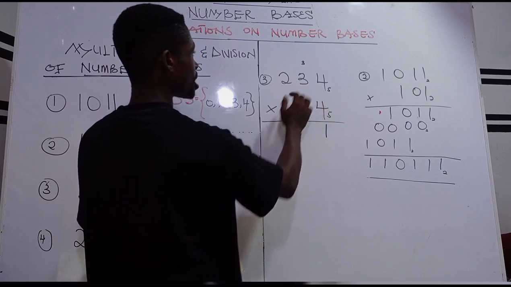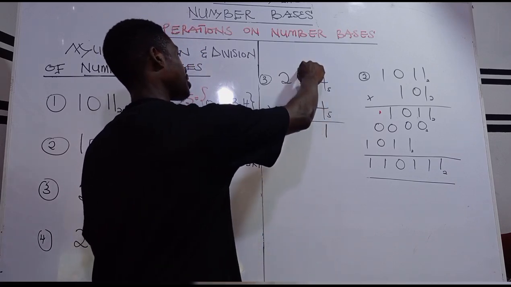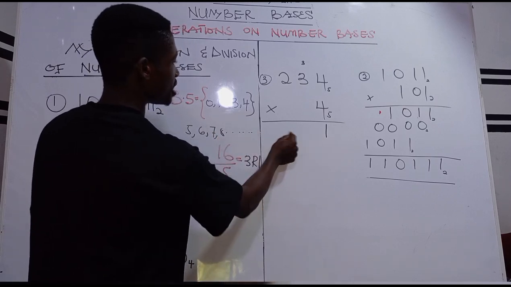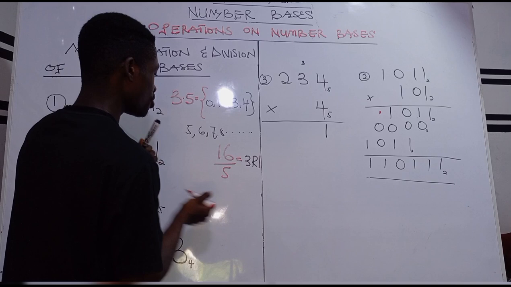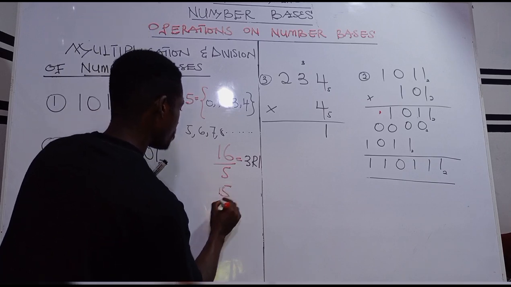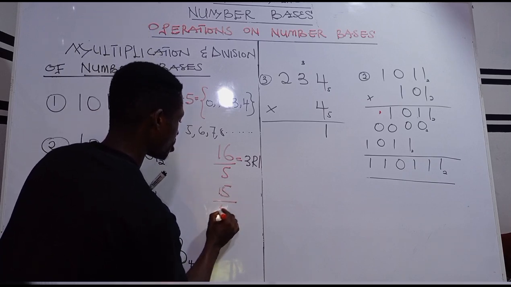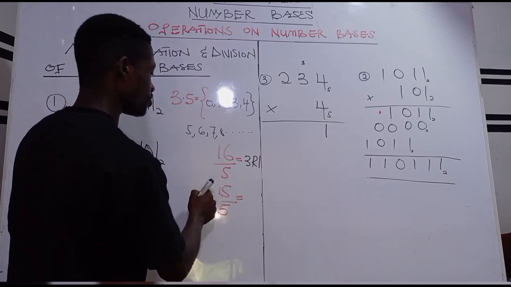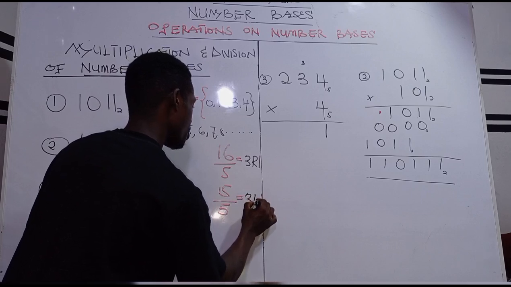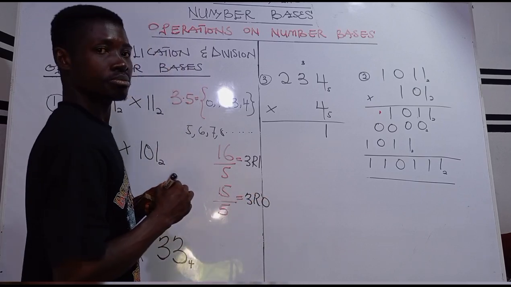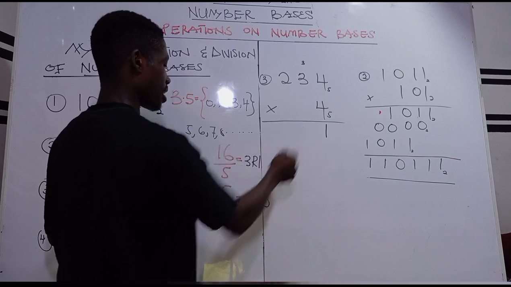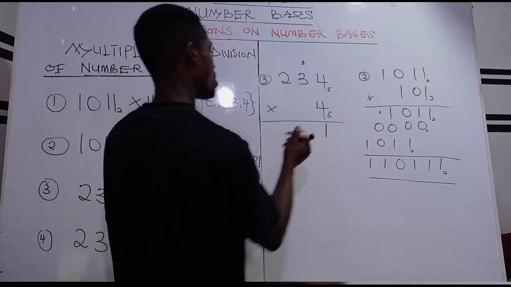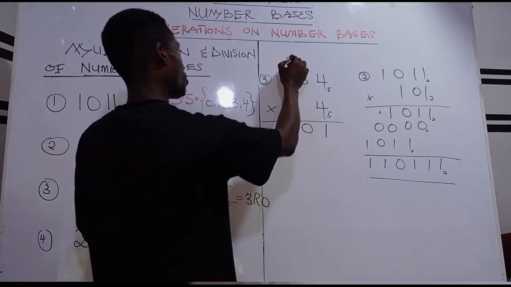Then we have 4 times 3 will give us 12. 12 plus 3 will give us what? 15. Since we can't have 15 in a base 5 numeral, we are going to divide that 15 by the base that we are working in. The base is what? Base 5. And then 5 into 15, we have 3, remainder 0. So we are going to write the remainder here, and then carry the 3, which is the quotient, to the next number. So we have 0, and then the quotient is what?